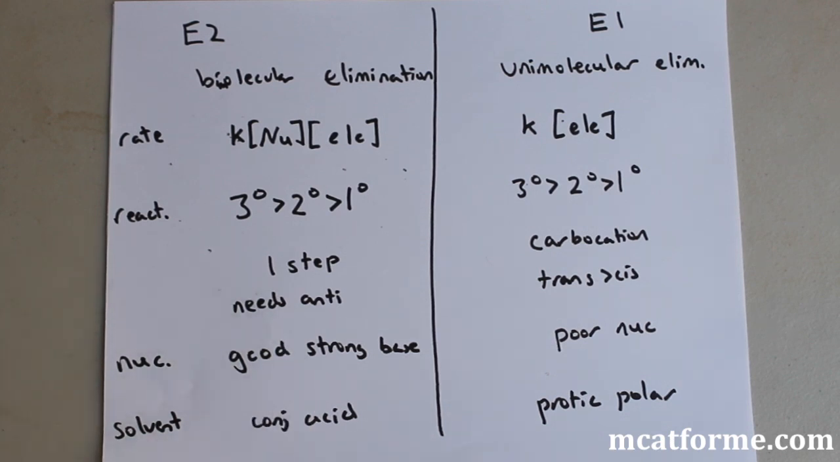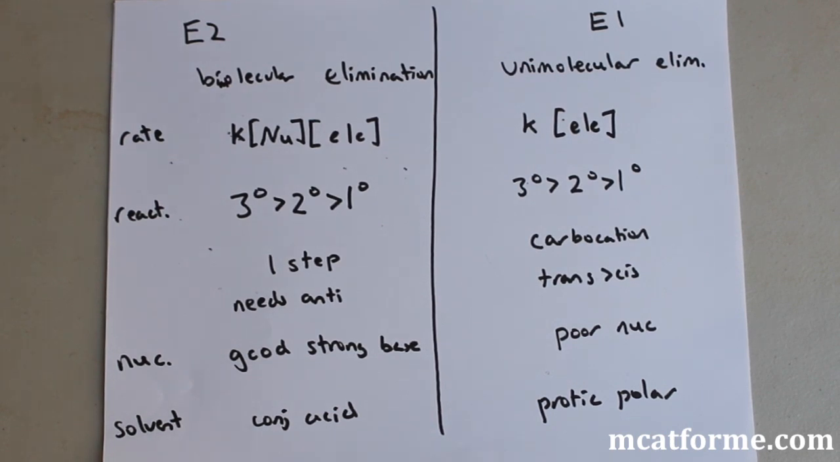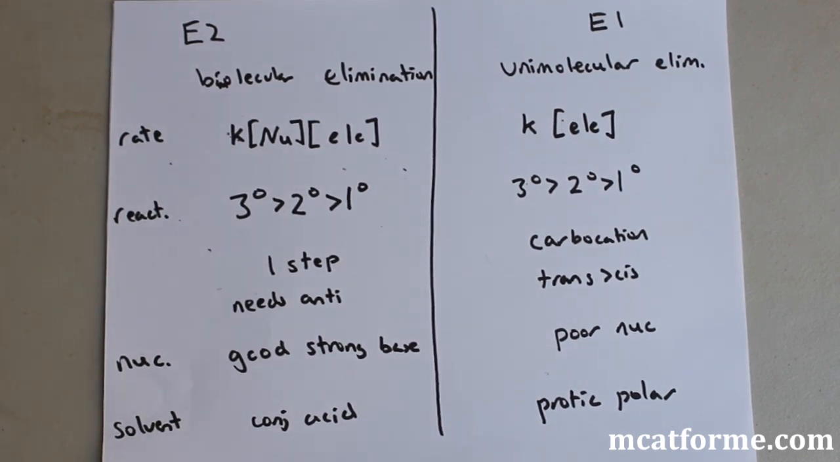E2 also needs that anti that we talked about before. E1 is trans versus cis, so that's what determines the stereochemistry. For E2, we need good, strong bases, versus E1 needs poor nucleophiles. And one thing I didn't mention before is that E1 couples with SN1. A lot of times when we have SN1 reactions, we're going to have E1 as another product. That's why we see poor nucleophiles, similar to the SN1 reaction. We know what poor nucleophiles are, like H2O or alcohol.